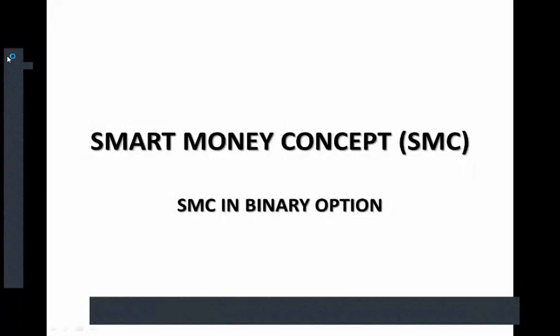So when we're talking about SMC, I'm talking about smart money concept in binary option. We have been trading forex, binary, commodity, etc. We always use price action. But when I'm talking about smart money, I'm talking about the smartest way to trade the market, either you trade binary option or forex. That's why we call it SMC.